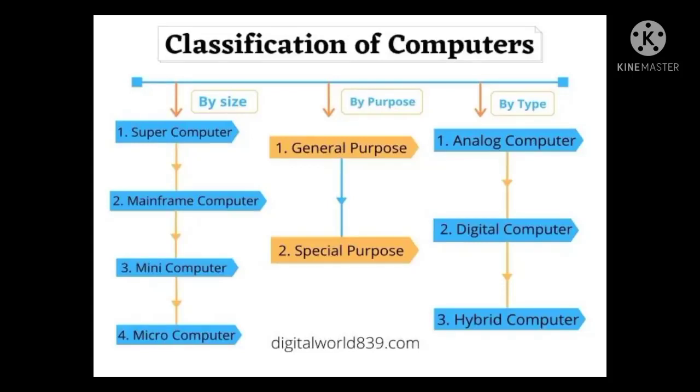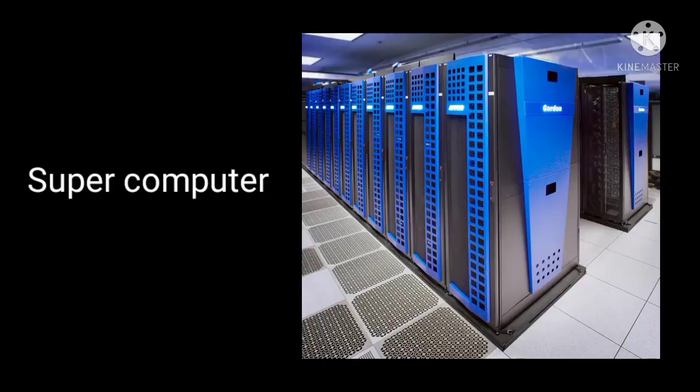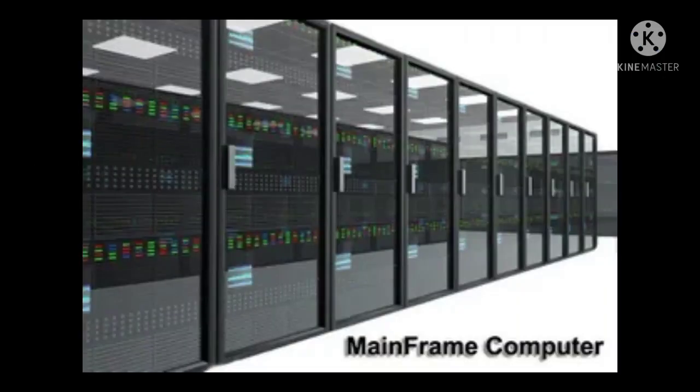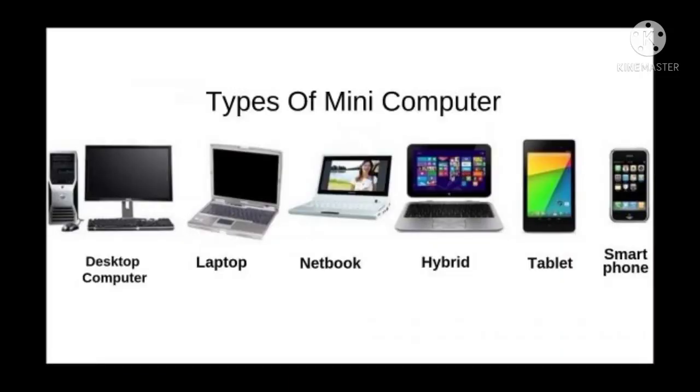Now let's move on to classification of computers. First we have the supercomputer. A supercomputer is an extremely fast computer which can execute hundreds of millions of instructions per second. The second one is the mainframe computer. A mainframe computer is a multi-user computer system capable of supporting hundreds of users. But this technology is different from the minicomputer. The third one is the minicomputer. A minicomputer is a multi-user computer system capable of supporting hundreds of users.